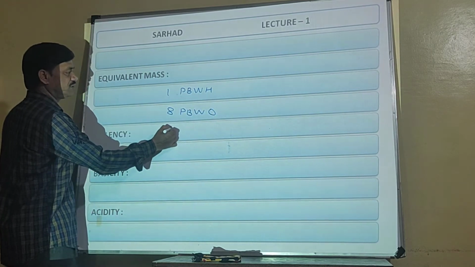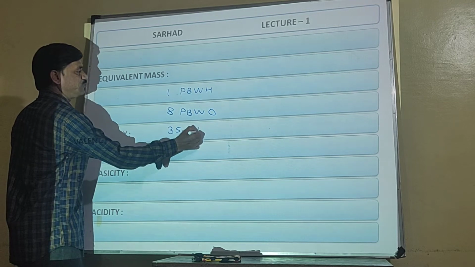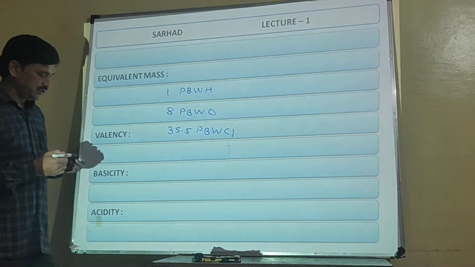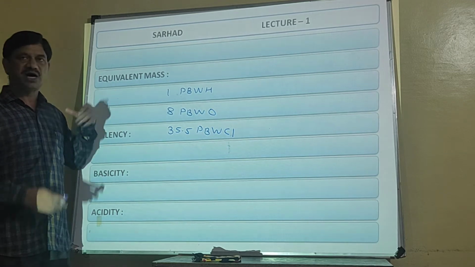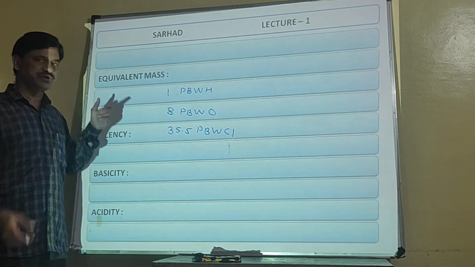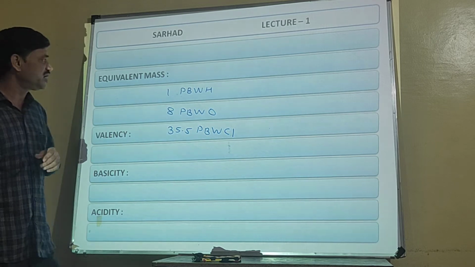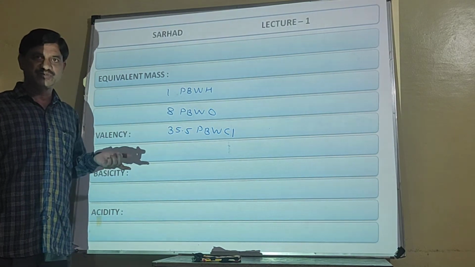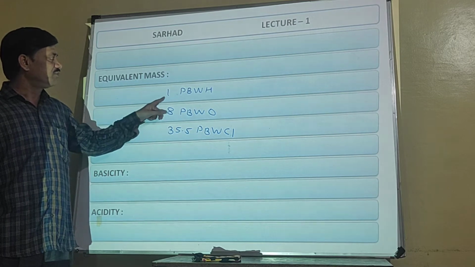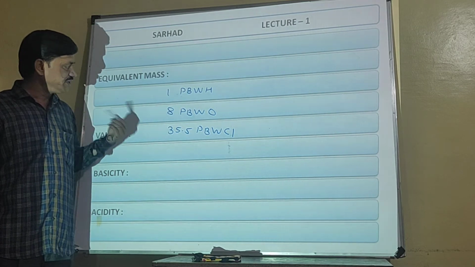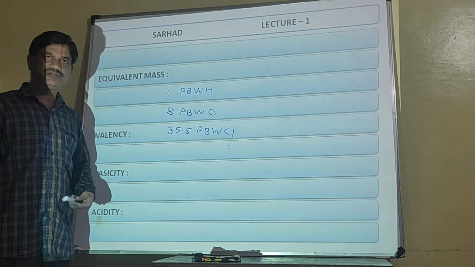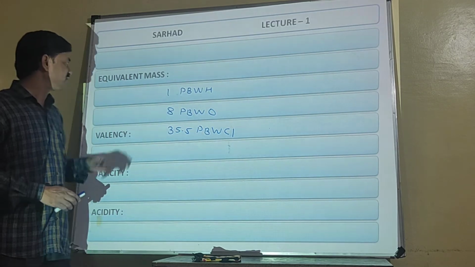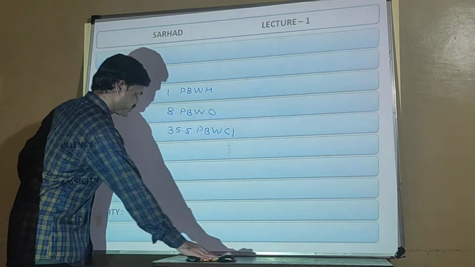And what about the third one? 35.5 parts by weight of which element? Chlorine. So that quantity is called which mass? Equivalent mass. Now tell me once again, what is equivalent mass? That quantity of substance which either combines with or displaces 1 part by weight of hydrogen, 8 parts by weight of oxygen and 35.5 parts by weight of chlorine, that is known as equivalent mass.